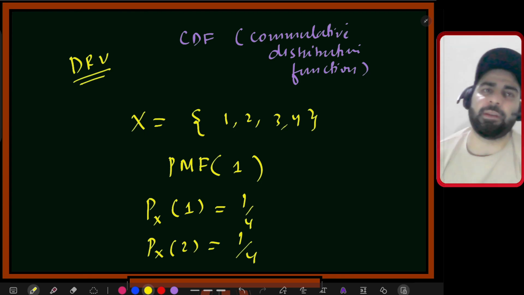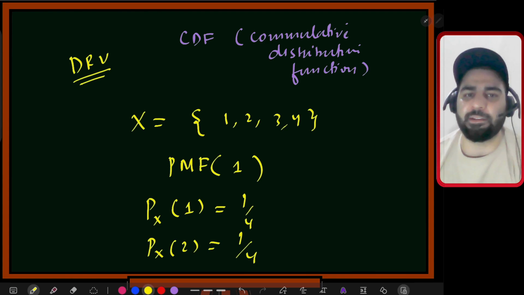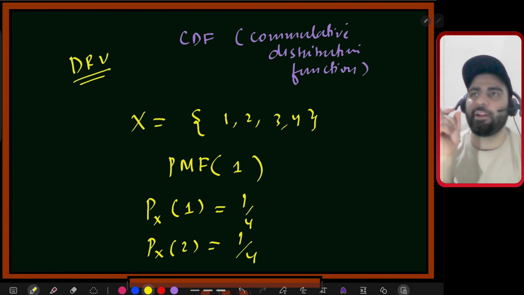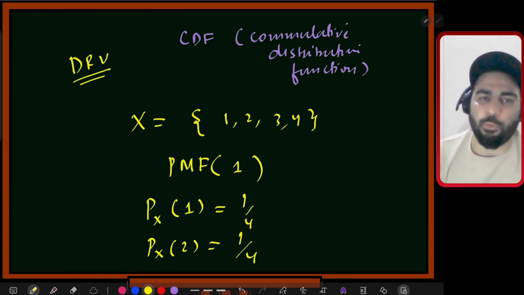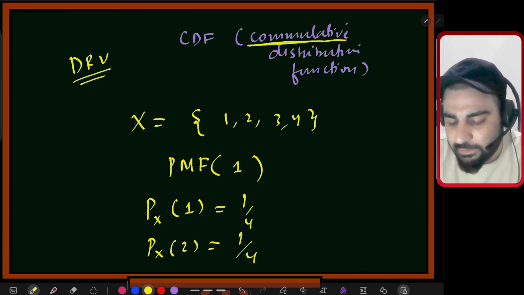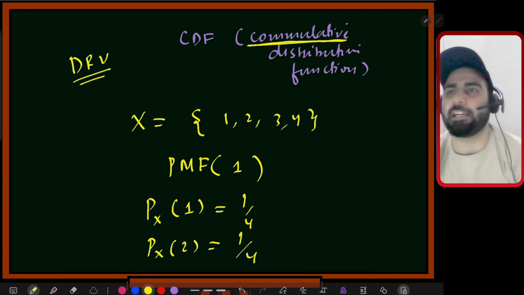Now, what is the CDF basically? The CDF again is a function, but this function operates differently. Here you saw that the PMF operated on these numbers, 1, 2, 3, and 4, on each of these outcomes. Now, what you see is that there is the word cumulative. Cumulative means whatever has happened previously, we'll also take that into account.